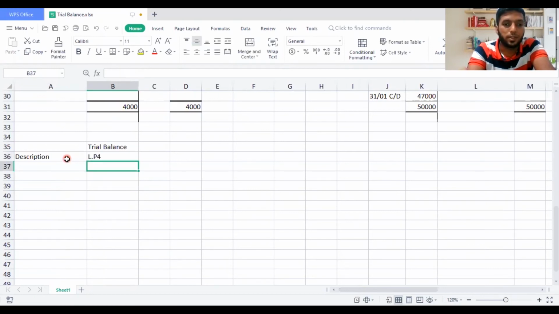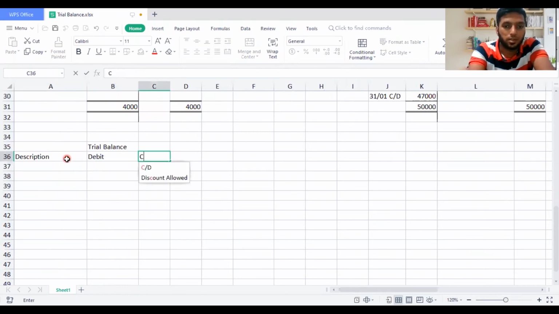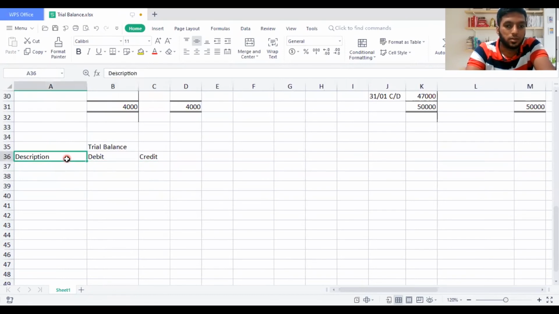Even drawing a ledger page is not a must, so we can even exclude this and move on to debit and credit. So I'll move on to debit and credit, guys. It's not a must in exams to draw that. So whatever is important, we'll do it, guys. So now we have taken description, debit and credit. You can see it here.